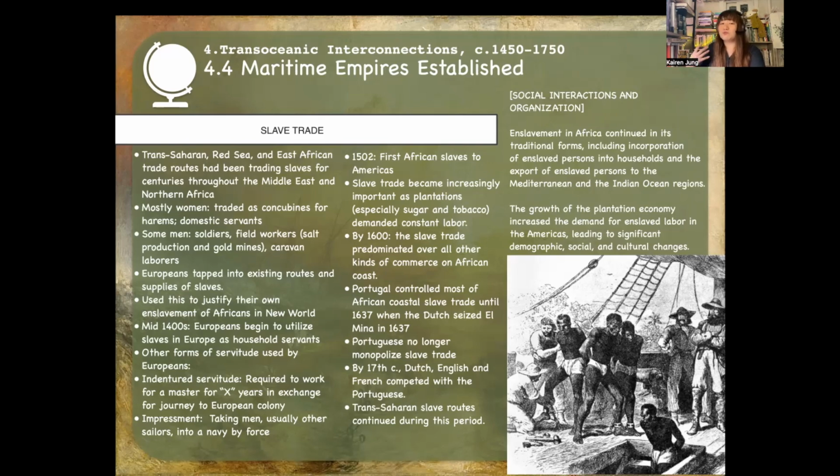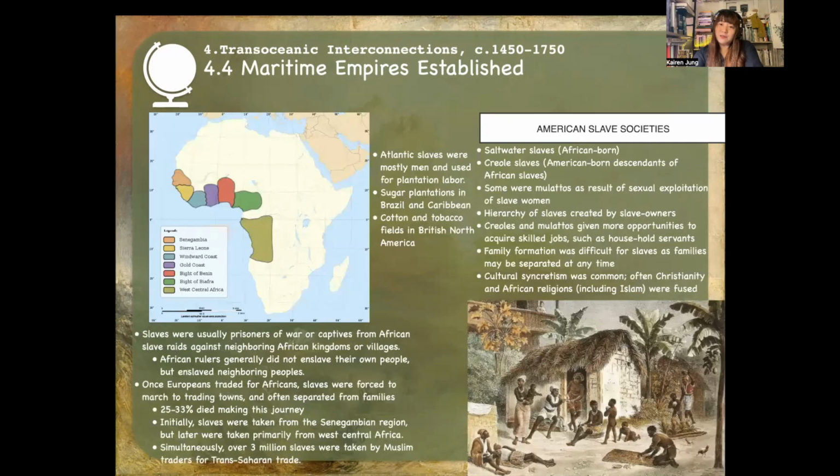Portugal controlled most of the African coastal slave trade until 1637, which was when the Dutch seized Elmina, and so the Portuguese no longer monopolized the slave trade after that. By the 17th century, the Dutch, the English, and the French competed with the Portuguese over the slave trade, and the trans-Saharan slave routes continued during this period. Atlantic slaves were mostly men, and they were used for plantation labor mostly. Sugar plantations in Brazil and the Caribbean were their main destinations, as well as cotton and tobacco fields in British North America.